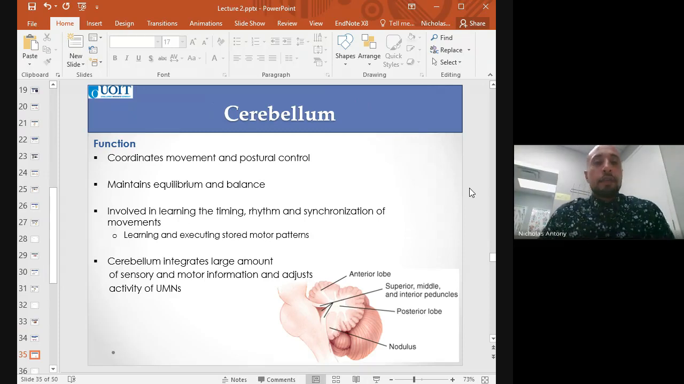So in terms of the functions, like I said, the main function of the cerebellum is to coordinate movement and postural control. It's involved in maintaining balance and equilibrium. And because it has so many neurons, functionally all of our sensory information goes first in through the cerebellum. It integrates lots of sensory and motor information and looks at what we want to do versus how we did it, and helps alter our movement patterns by changing the coordination of our movements. That sounds really difficult, but think about a child learning to kick a ball or learning to do any sport.